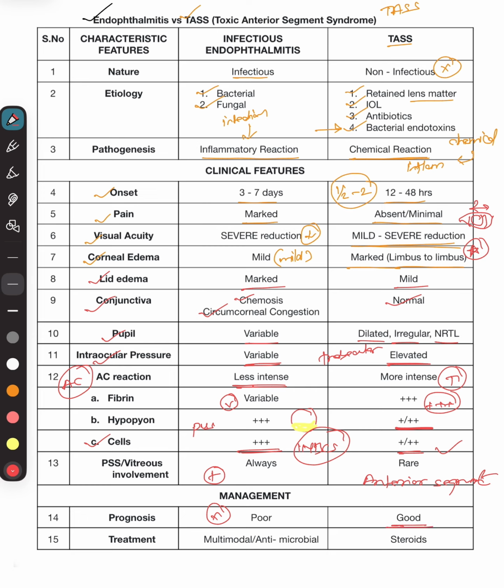Treatment of infectious endophthalmitis is multimodal. Mostly you'll give antimicrobials to treat the bacterial and fungal etiology. And as it is multimodal, you may add steroids or whatever else is needed according to the pathogenesis and clinical features you see. In toxic anterior segment syndrome, you mostly give steroids to control the inflammatory reaction which is occurring. Thank you so much.